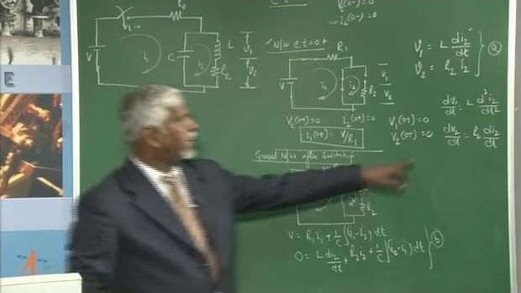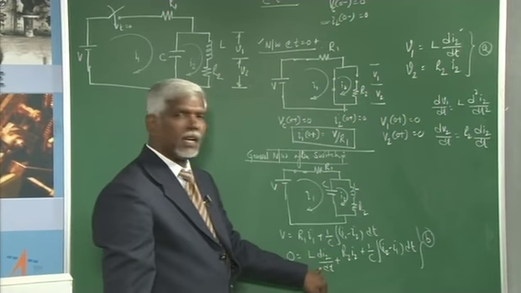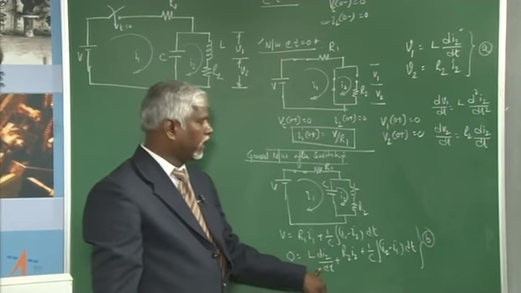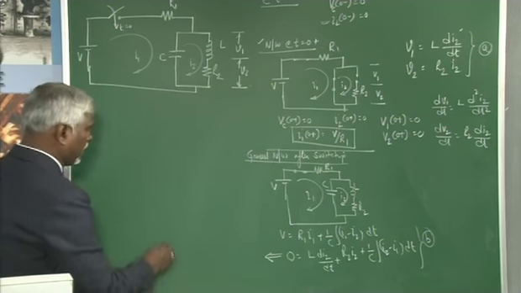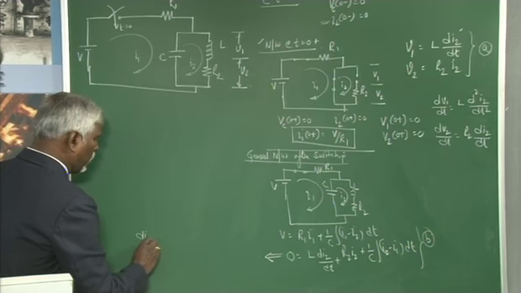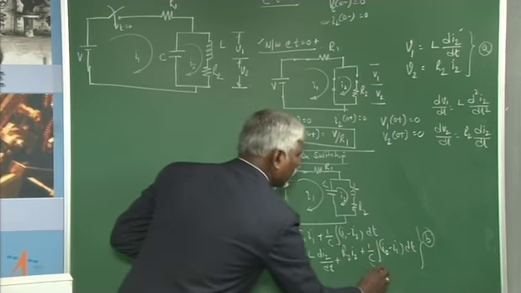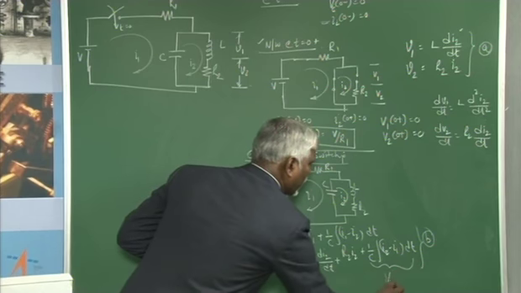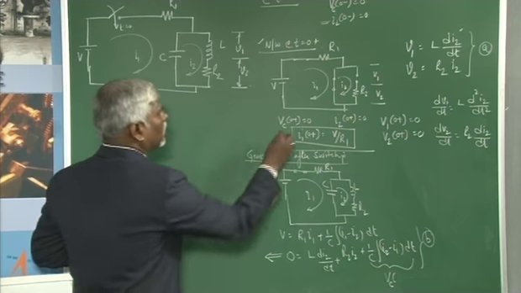To evaluate di2 by dt, I have an expression here in equation B. If I take this and rearrange the terms, I get an expression for di2 by dt, which is nothing but the voltage across the capacitor at t equal to 0 plus.